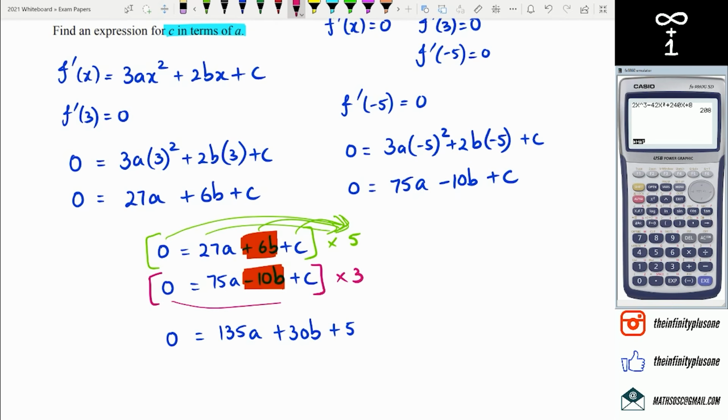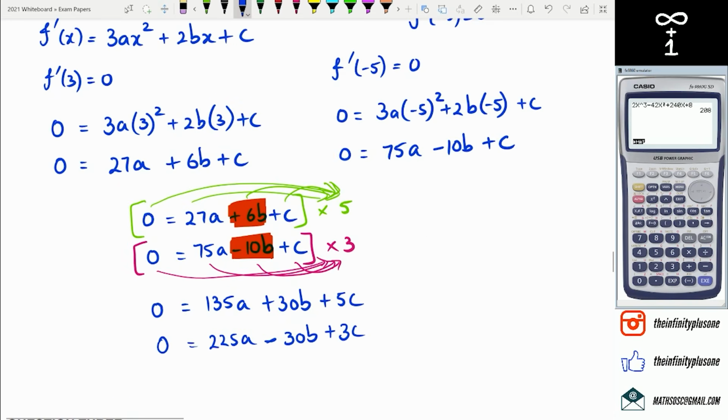And I'm going to repeat the same step, but this time with the 3. And when I do that, I end up with 0. 75 times 3 is 225a plus 30b. And then 3 times c is just 3c. And I realized I just forgot that 5c at the top there. And also that's got to be negative. Cool.